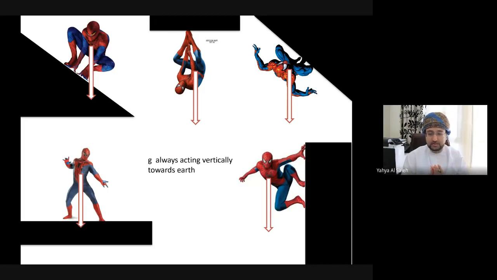as silly as this Spider-Man thing looks, it is actually demonstrating a very important point that most students end up forgetting at one point or another during this course and future courses. It is that gravity acts always vertically downwards at all times, okay? Many students end up at some point making a mistake and drawing gravity like this. No. This is wrong. Gravity is always pointing downwards no matter what.